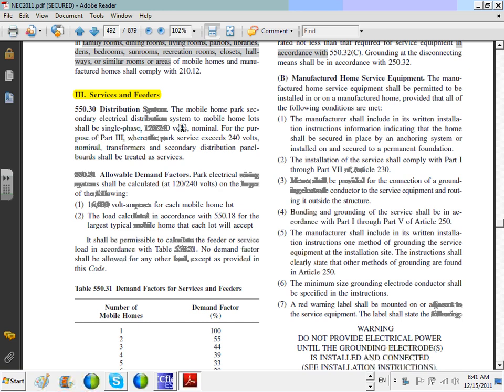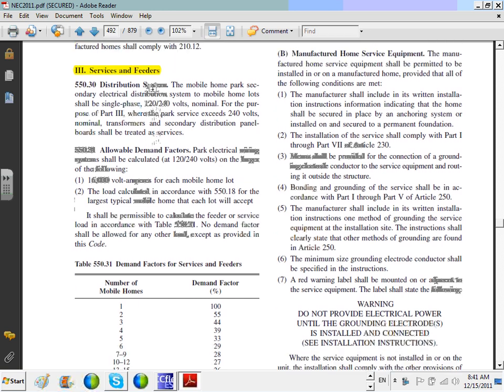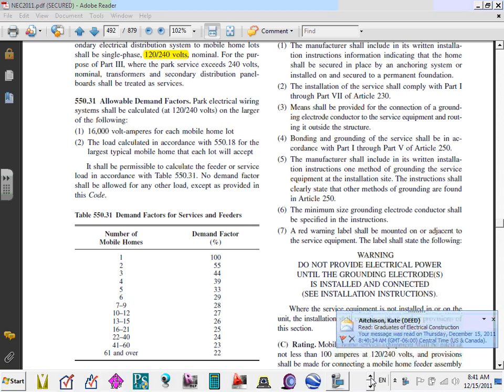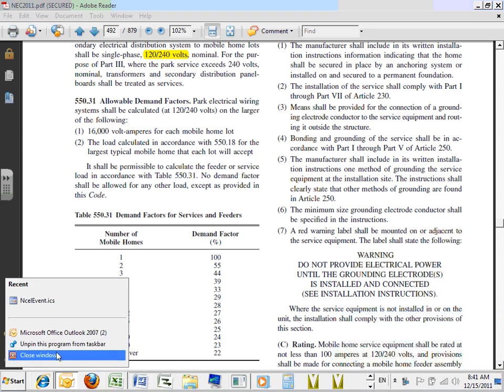550.30, okay? And I want to remind you guys, this calculation is for a voltage system of 120-240, and this calculation is for mobile and manufactured homes. And we have a lot, and we need to plug in these mobile or manufactured homes into this lot. So I need a service that can do the calculation for it.